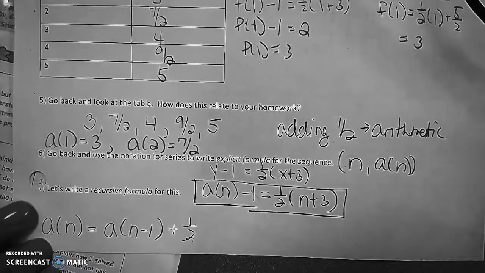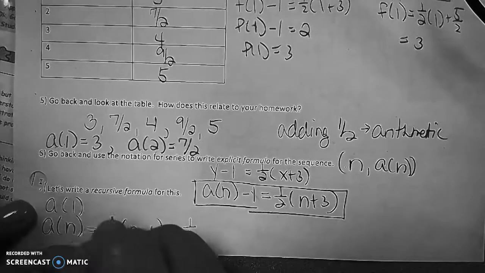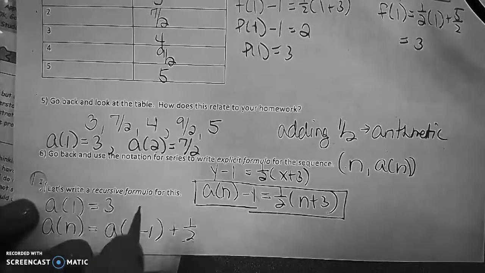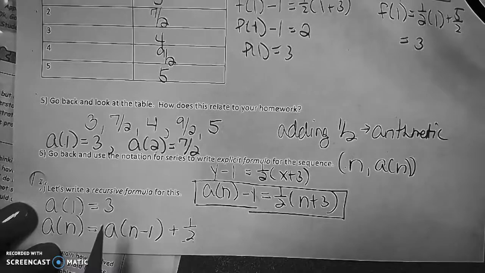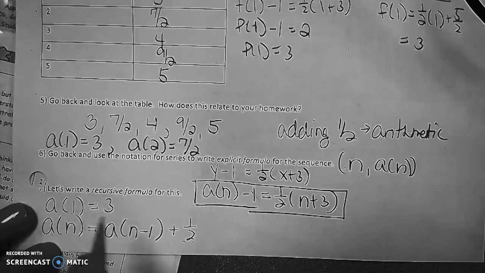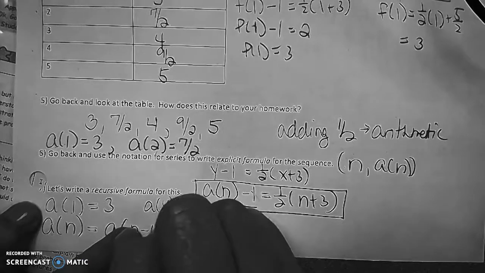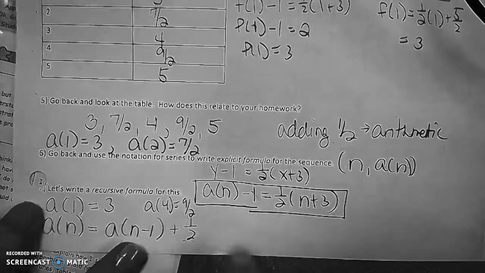I need a term value. And I'm just going to use, hey, a sub 1, a of 1 is 3. So the first term is 3. To find the second term, I take the first term and add 1/2. I didn't have to use the first term. I could have said, oh, a sub 4 is 9/2, and that would have been sufficient to continue writing the formula.